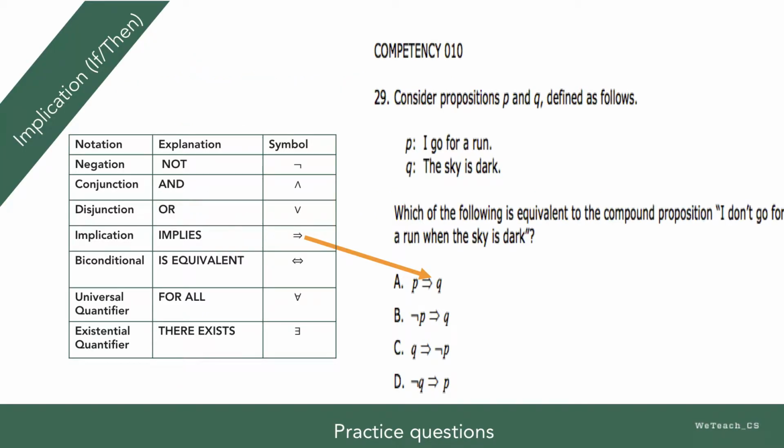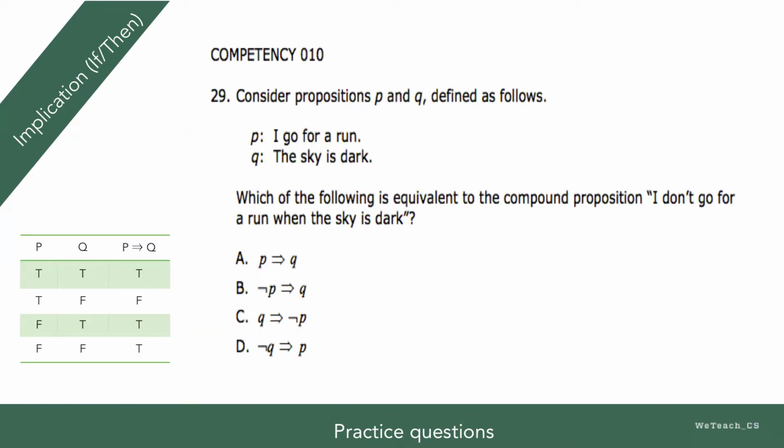Here, let us review the implication notation. The implication states that P implies Q is false when P is true and Q is false, otherwise true. Let us work through this problem using the implication table shared here. Given the proposition P, I go for a run, and Q, the sky is dark, what is equivalent to I don't go for a run when the sky is dark?